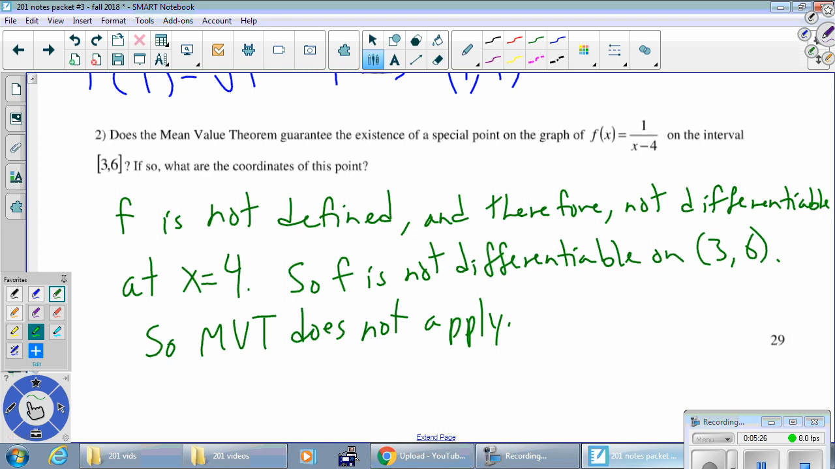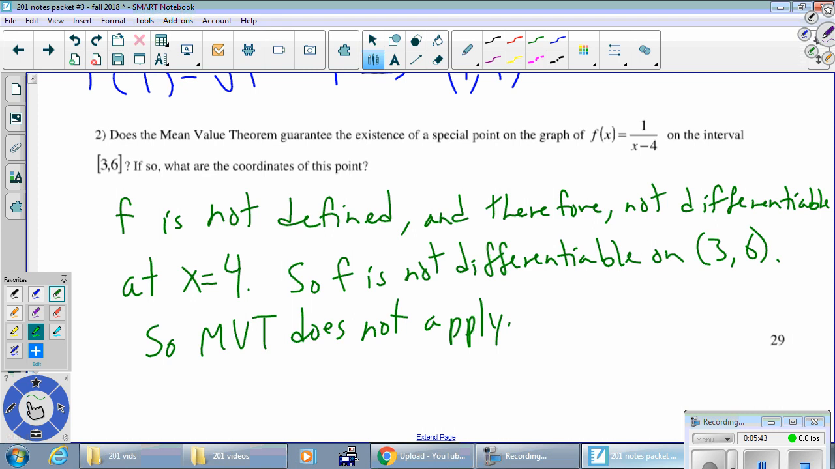But that promise only is in play if you hand the mean value theorem a function that is differentiable. And this function is not differentiable, and so the mean value theorem isn't even going to pay any attention to us. It's saying, I'm only making a promise under the condition that you hand me a differentiable function. So the mean value theorem doesn't apply. It's not to say that there isn't a point c where the tangent line is parallel to the secant line. There very well could be.